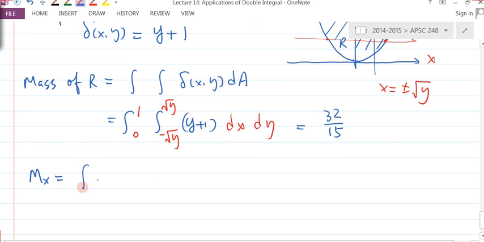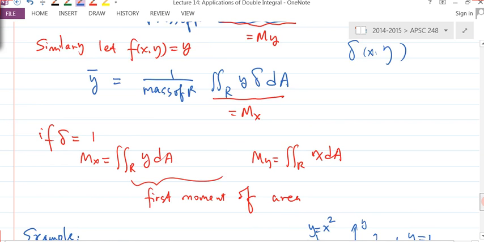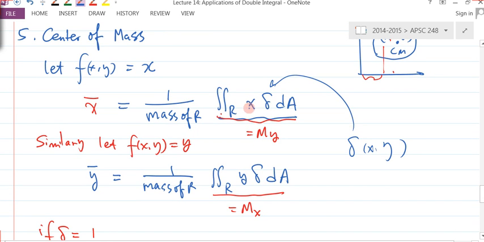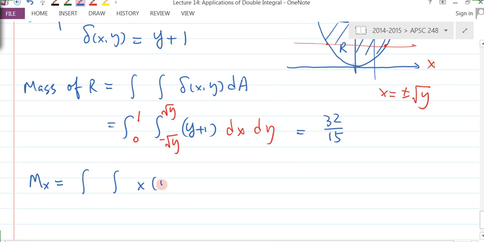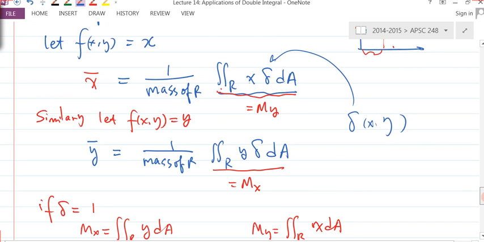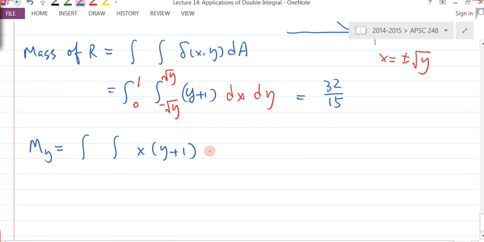So for mx, a double integral, what am I integrating? x times the density, and then dx dy. This is my moment. Let's say I'm still going to do the dx first.